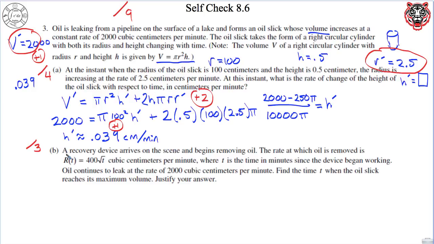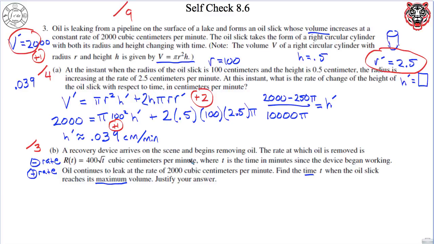And on to part B, that is going to be 3 points. Oil is being removed at this rate, so this is going to be the negative rate. Oil is still leaking at 2,000 cubic centimeters per minute, so that's our positive rate. We need to find when the maximum volume is, the time when it's at the maximum volume.